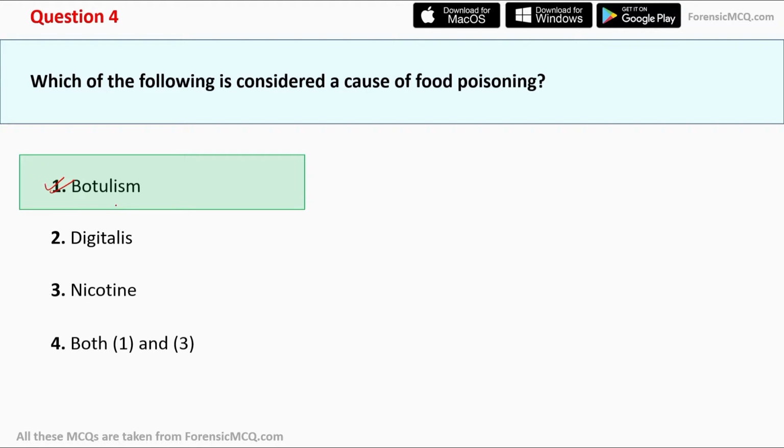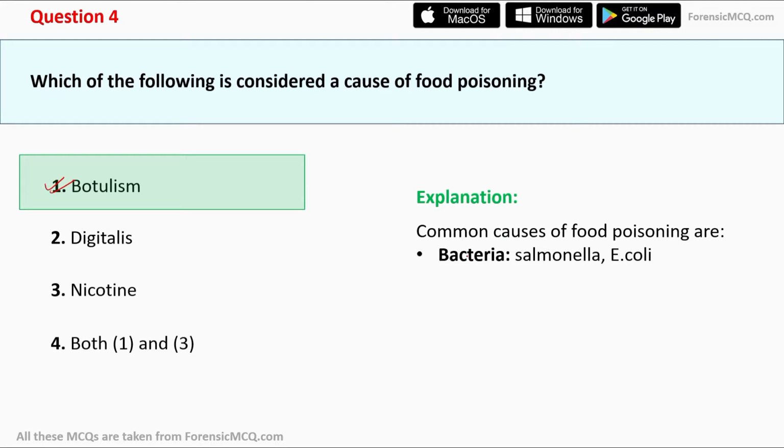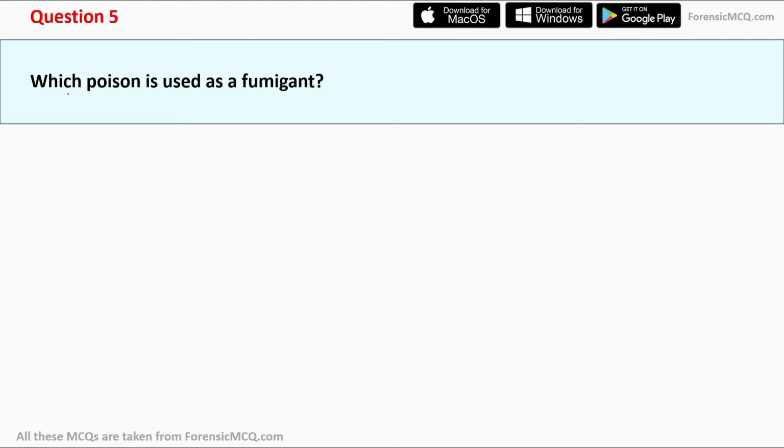So now let's move to the explanation part. The explanation says there are two main causes of food poisoning. First is bacteria, and the most common bacteria are Salmonella and E. coli. And the second main cause of food poisoning is chemicals, and one of the common examples is botulism.